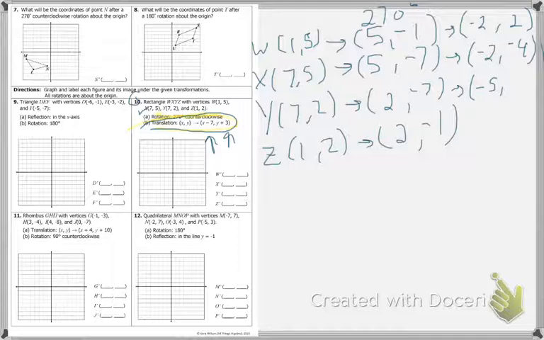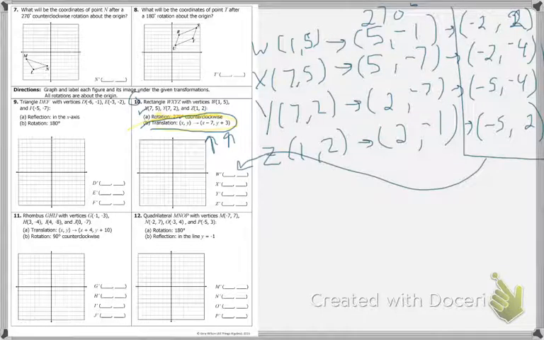3 plus negative 7, negative 4. And this stays the same. Negative 1, and that comes positive 2. This right here becomes your new set of points. And then you plot those on your coordinate table. Hopefully this helps.